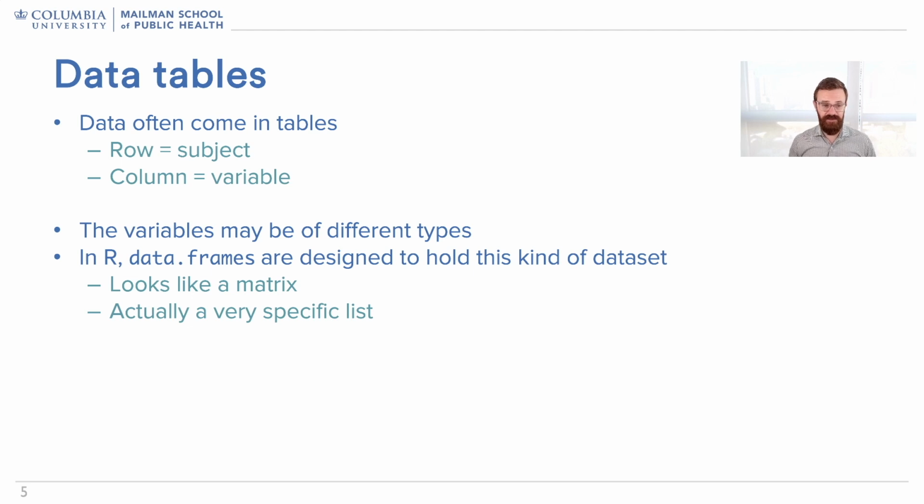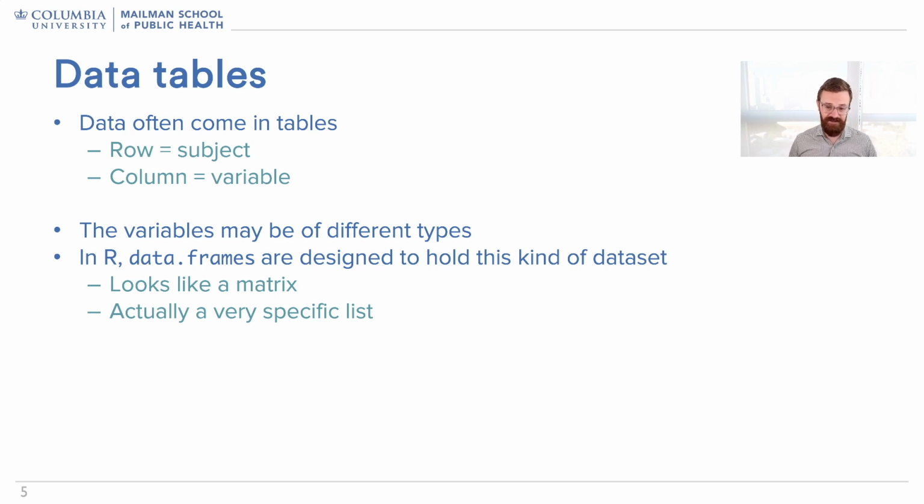That data rectangle, that data table, might have different variable types. You might have a factor variable for something like race or ethnicity. You might have a numeric variable for something like age or BMI. You might have a logical variable, something that says whether or not some condition is true or false. There are going to be a lot of different kinds of things that show up.